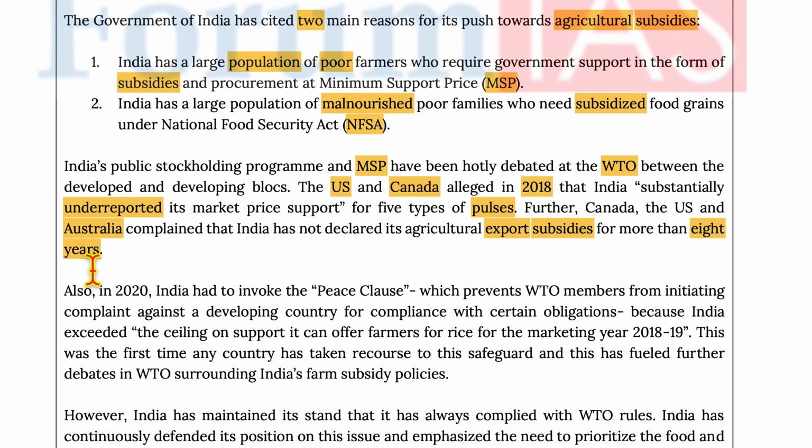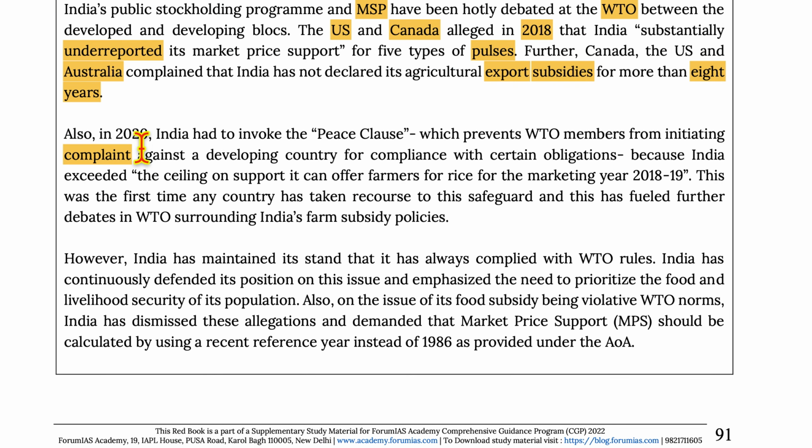Also in 2020, India had invoked the Peace Clause, which prevents WTO members from initiating complaints against a developing country for the compliance with certain obligations because India exceeded the ceiling on support it can offer farmers for rice for the marketing year 2018-19. This was the first time any country has taken recourse to this safeguard, and this has fueled further debates in WTO surrounding India's farm subsidy policies.